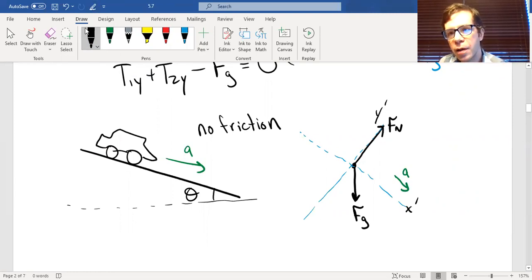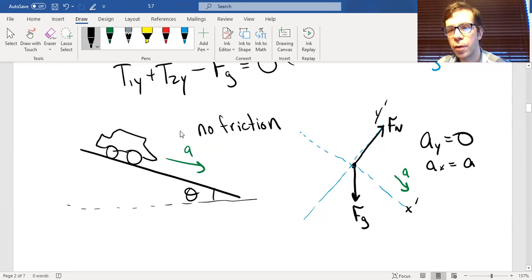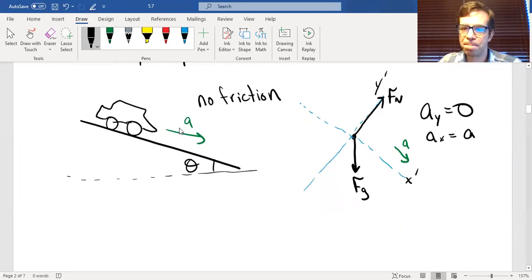So I like to choose one of my coordinate axes as the direction of acceleration. And that makes our equations easier because that means acceleration in the y direction is equal to 0 and acceleration in the x direction is equal to all of the acceleration, a. That means our y equation is going to be a lot simpler. And that's much better than having an x and y component of acceleration if we were to use a standard coordinate system.